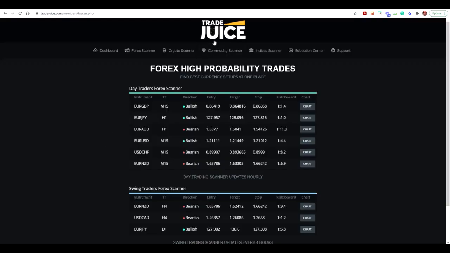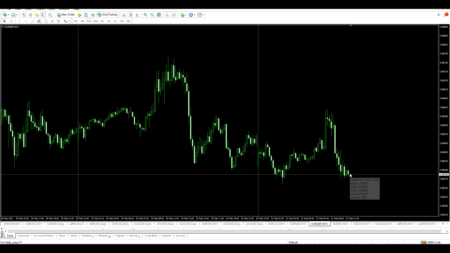Hi guys, I'm on the Tradejuice platform, and I see a whole bunch of high probability trades, and I'm going to have a look at entering one now, the euro pound on a 15-minute. I'm going bullish. I've got my entry, target, stop levels, and if I had to look at the chart right now, you can see this is where price is.